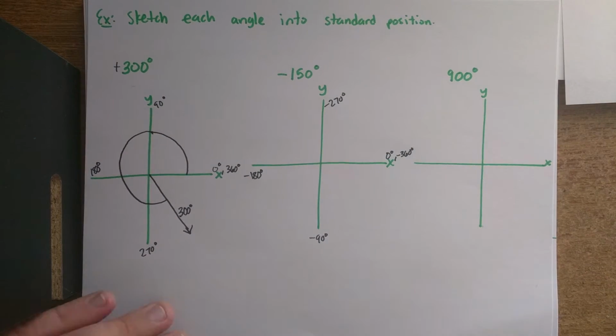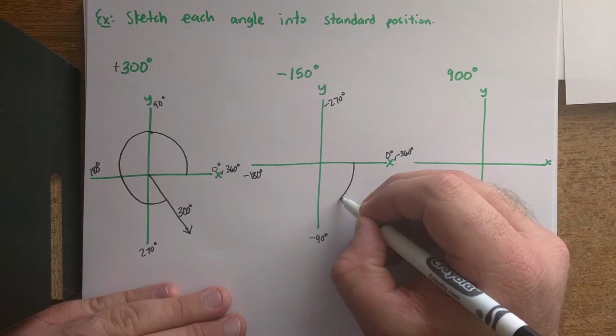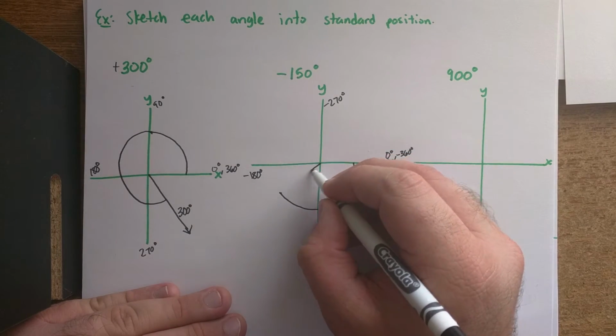But go ahead and try negative 150 out. See if you can see where it lands. Okay, so if you tried it out, it should have landed probably somewhere pretty close to here.